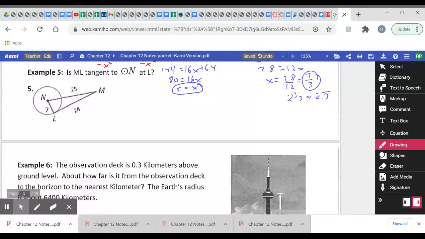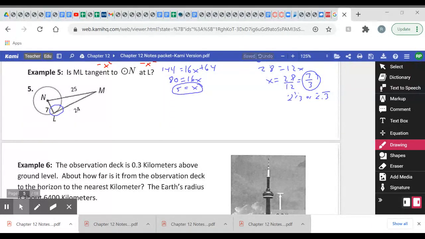And then on example 5, it says, is segment ML tangent to circle N at point L. So here it is asking if this is a tangent line. If it is a tangent line, we know that this would be a right angle. So to know for sure if that's a right angle, I could plug these numbers into the Pythagorean theorem and see if it gives me a true statement. If it gives me a true statement, it's definitely a right triangle, and therefore that's definitely a right angle, and therefore ML would be a tangent line.